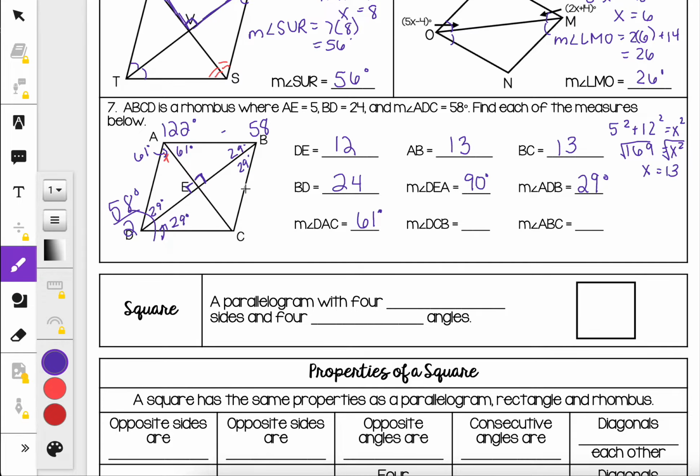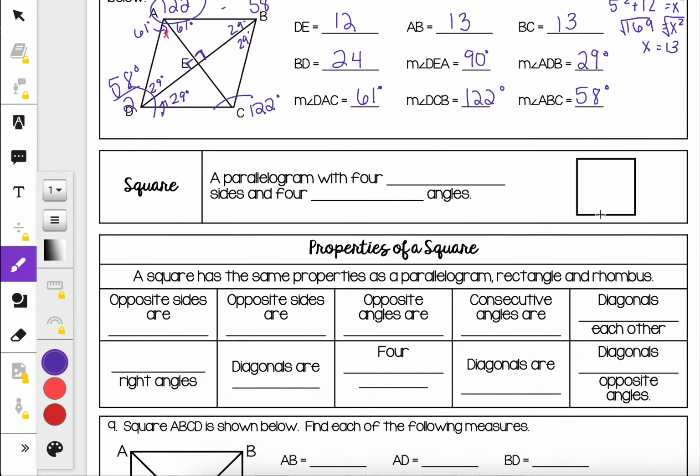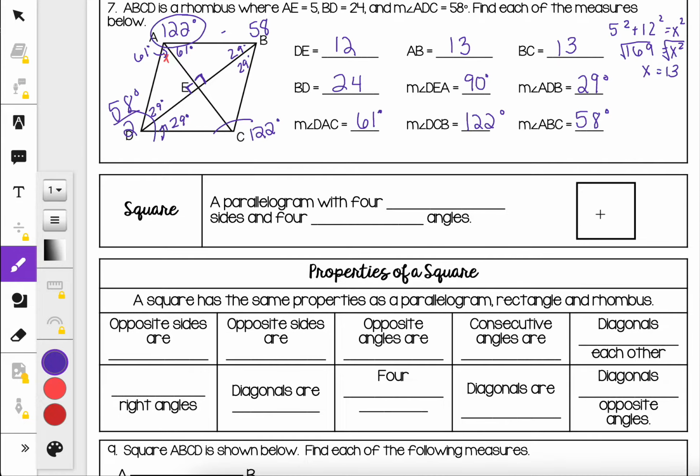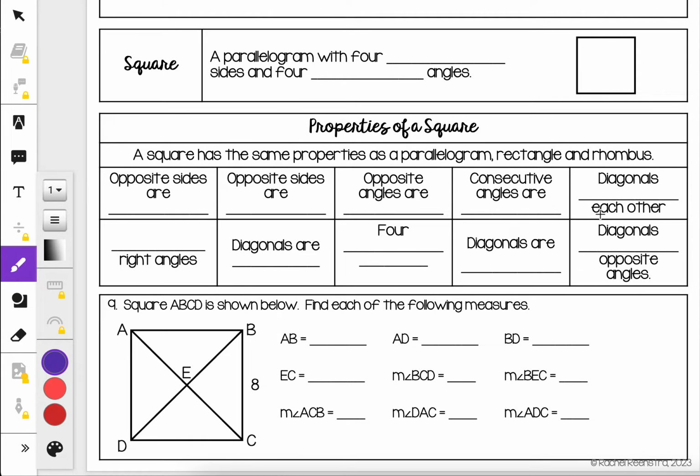Angle DCB is the next one we're looking for. We found angle DAB, that whole angle, to be 122 degrees. So this angle DCB is going to be 122 degrees because those are opposite angles. And the last angle that we're looking for, angle ABC, we already know is 58 degrees. Okay, so that's pretty much it for a rhombus.